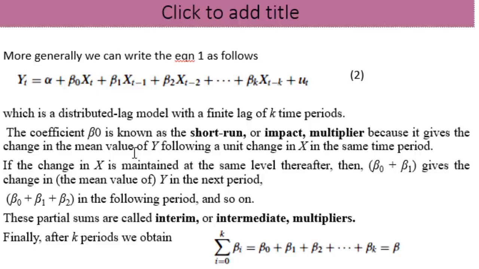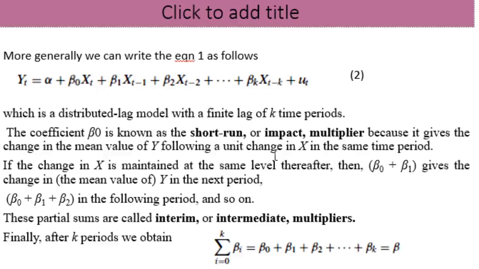The coefficient beta 0 is known as the short run or impact multiplier because it gives the change in the mean value of y following a unit change in x. Here, this beta 0 is the short run or the impact multiplier.